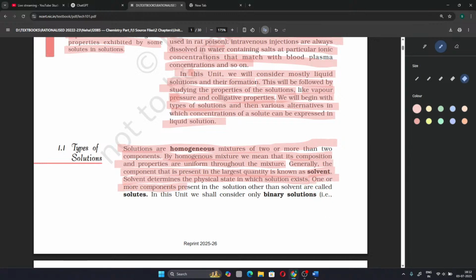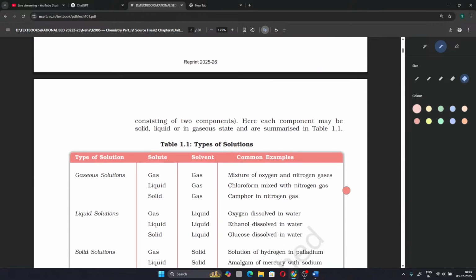One or more components present in the solution other than the solvent are called solutes. In this unit, we shall consider only binary solutions, meaning two-component solutions. Binary means consisting of only two components. Here each component may be in solid, liquid or gaseous state, and these are summarized in Table 1.1.